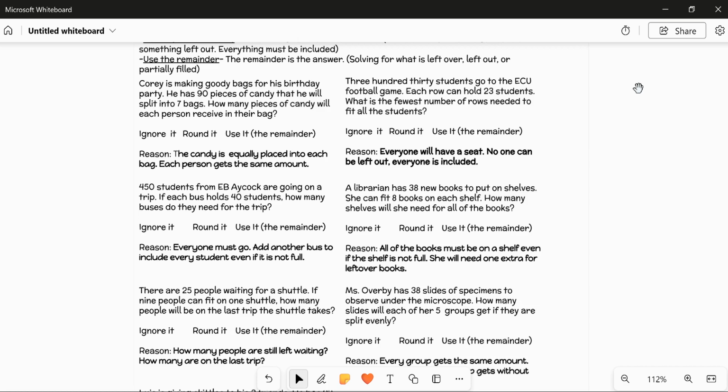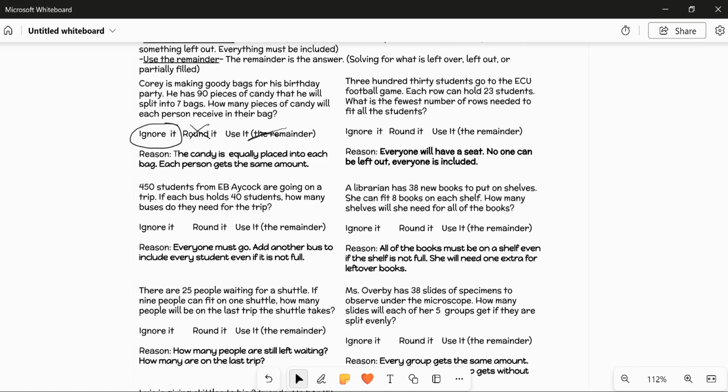Well, in this case, the candy is being split equally amongst 7 bags. So I want to know just about what's being split evenly. I'm not factoring in the remainder, and I'm not including anything that's left out. In this case, I'm going to ignore that remainder and just focus on what's being evenly split, the complete groups. The reason being, the candy is equally placed into each bag. Each person is going to get the same amount.